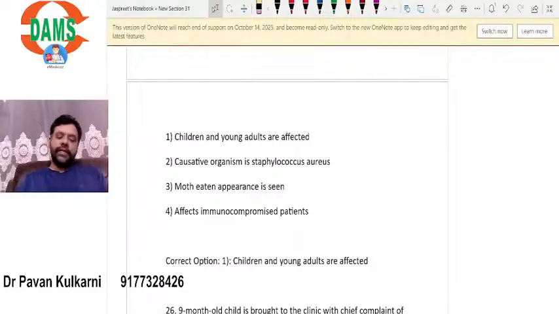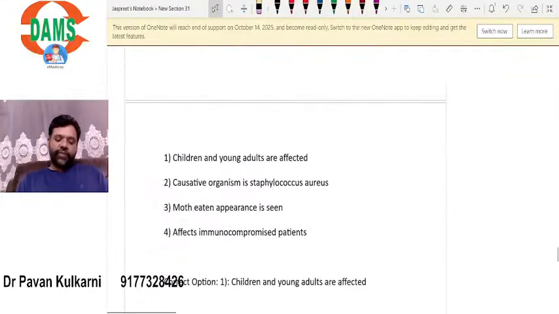Gary's osteomyelitis is caused by the staphylococcus. No, Gary's osteomyelitis is not caused by staphylococcus. In fact, it is caused by other organisms like actinomyces and other things. Moth-eaten appearance. No, moth-eaten appearance is not a feature of Gary's osteomyelitis. In Gary's osteomyelitis, you will see onion skin appearance.